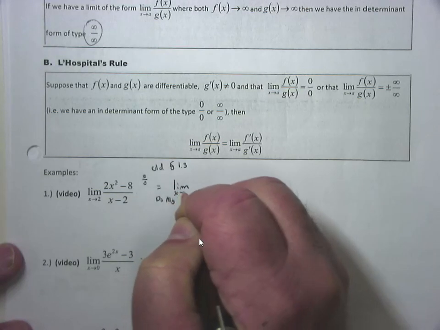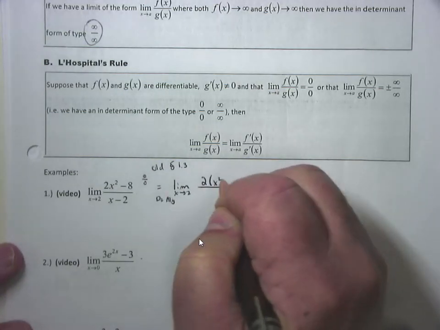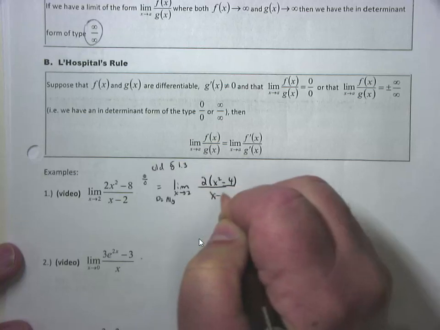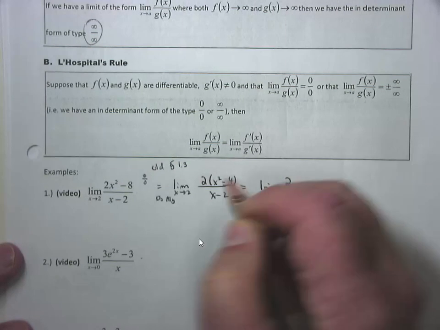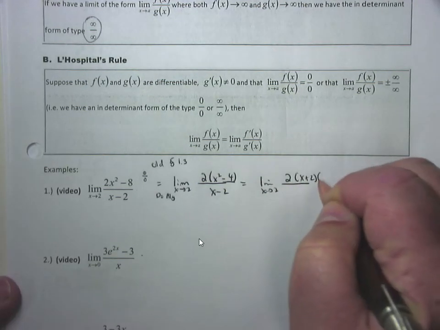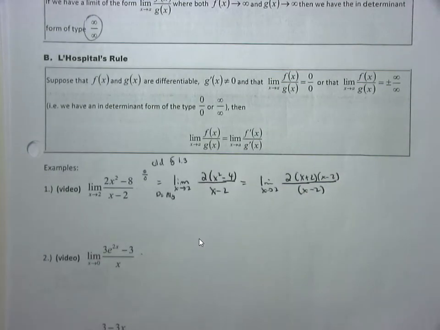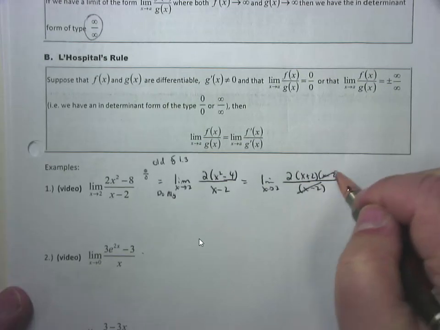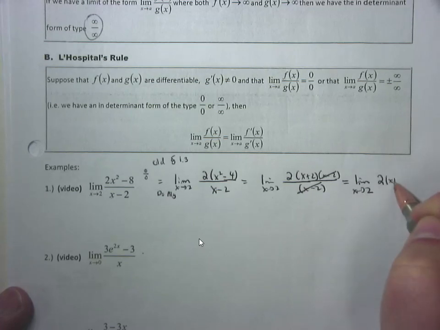I would take the limit as x approaches 2 of, I would factor a 2 out of the numerator. That gives me 2 times (x squared minus 4) over (x minus 2). I can do some more algebra because x squared minus 4 is a difference of squares. So how does that factor? (x plus 2)(x minus 2) over (x minus 2). The whole purpose of doing algebra is to cancel something. What cancels here? x minus 2 is canceled. This is equal to the limit as x approaches 2 of 2 times (x plus 2).